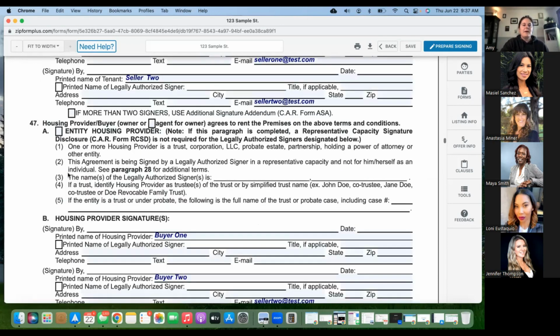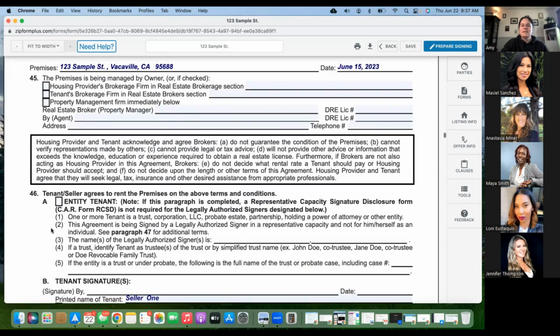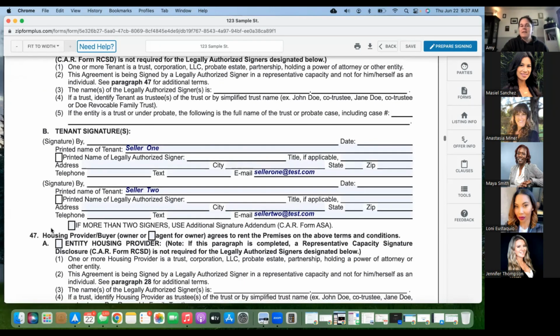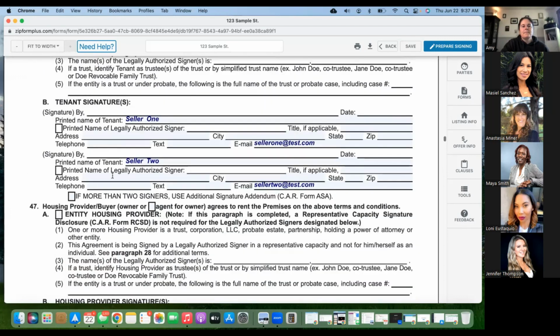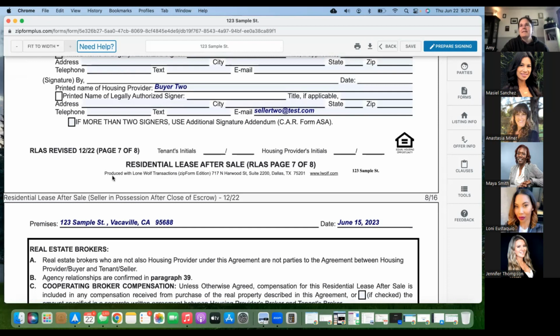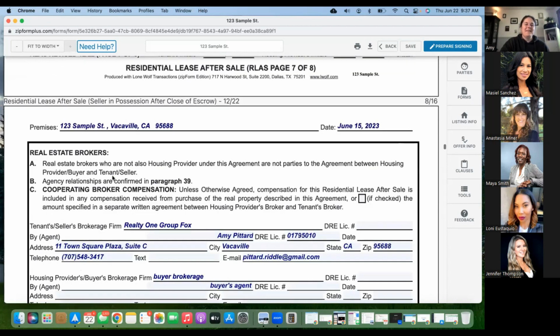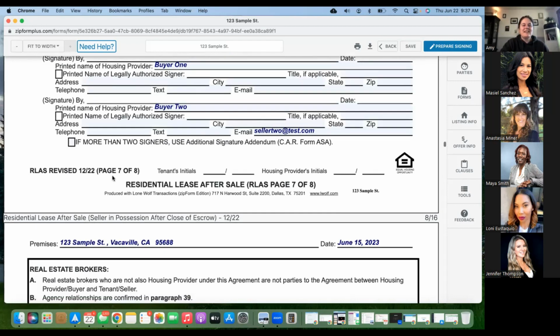Any questions about sections 45, 46, or 47, the signature boxes, or the management of the property? All right. Yep. Question? No, I was just gonna say no, ma'am, no question. All right, fabulous. The last page has the real estate broker signature on it, which is right here.